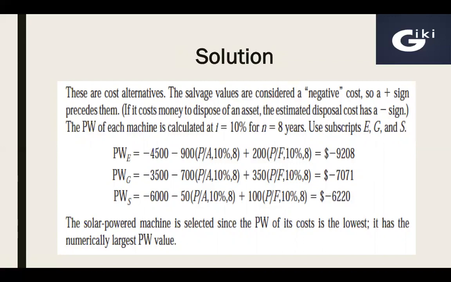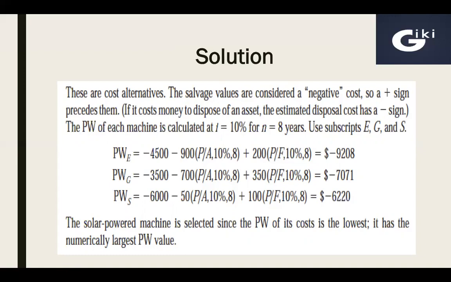Then the present worth of the gas machine: minus 3,500 initial investment, 700 annual cost. So P over A factor for 10% and 8 years plus 350 salvage value at the end of the 8th year, converted into a present amount by using P over F factor for 10% and 8 years. The resulting amount will be minus $7,071.